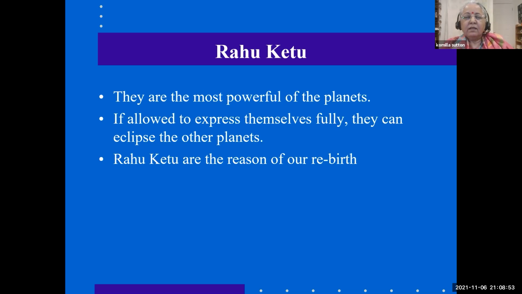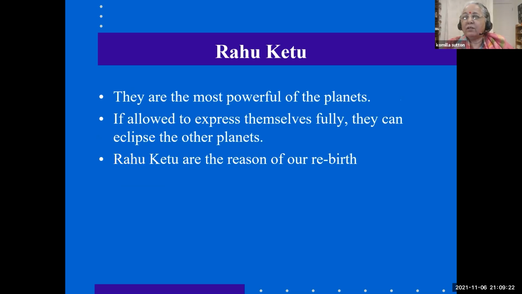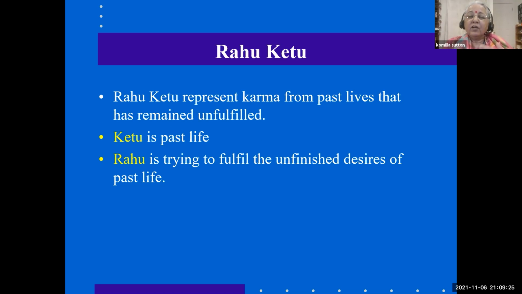And they represent karma from past life that has remained unfulfilled. So Ketu shows all the past life knowledge, the baggage, all the issues that we carry in our subconscious. And Rahu is trying to fulfill the unfinished desires of the past life. Because these things have not got reconciled, because we haven't sorted them out, this is why we are reborn again, because we have got some desires left in us. We have got our past life issues that we haven't reconciled. And then, of course, we come here and then we add more to it.